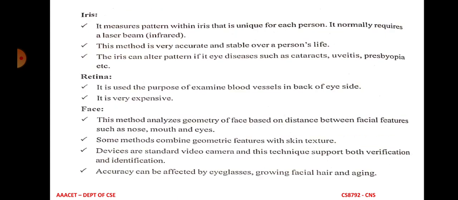So the next method is iris. It measures a pattern within the iris that is unique for each person, and it normally requires a laser beam. So this method is very accurate and stable over a person's life. And the iris pattern can be altered if the person has an eye disease, right? So the next one is retina. It is used for the blood vessels at the back of the eye, but it is very expensive.